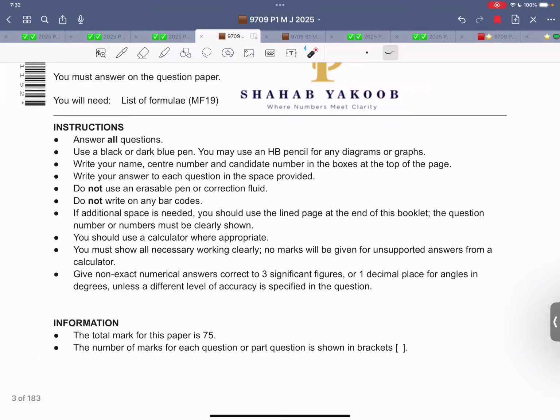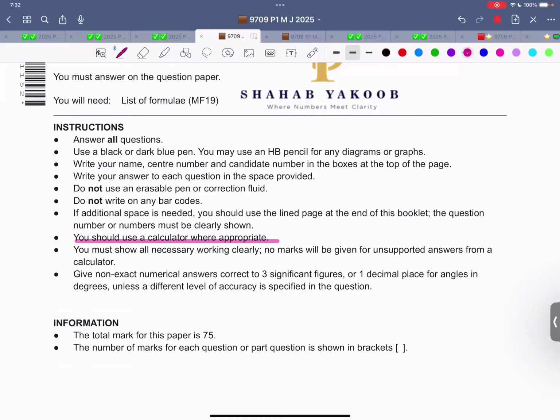Let's focus on some of the basic things, which people skip. And because of that, they lose marks. The most important thing is this. You should use a calculator where appropriate. That means it's not always appropriate to use a calculator.